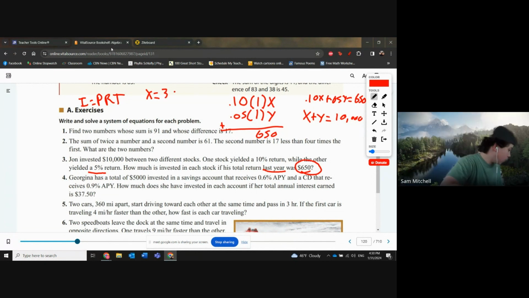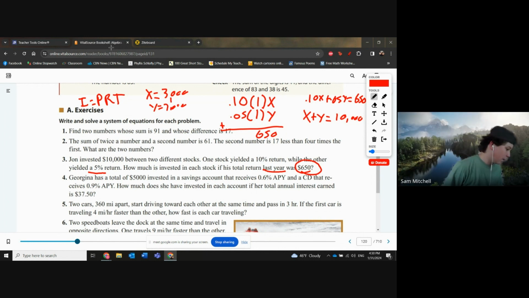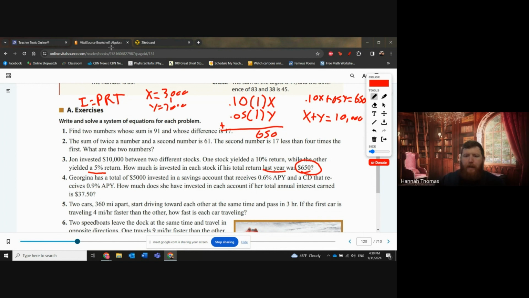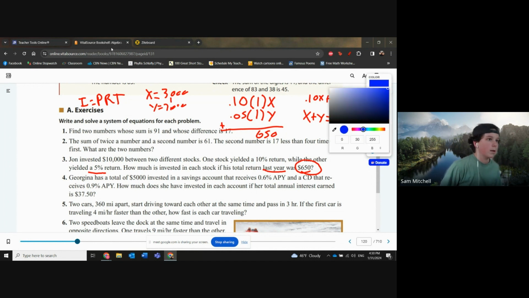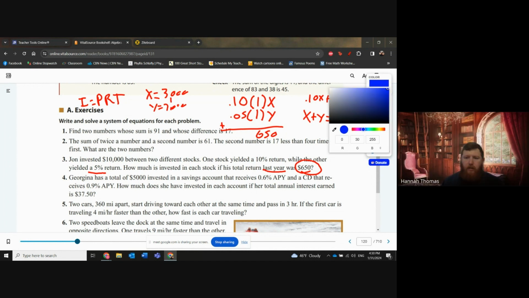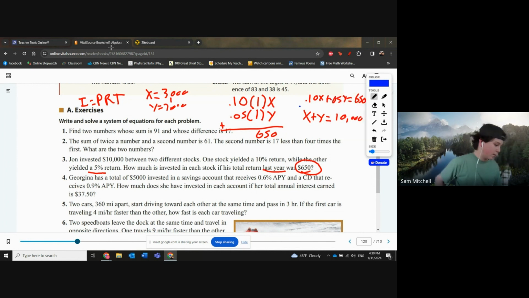Okay. And what did you get for y then? 7,000 at 5%. Okay. So did you solve this by substitution or elimination? Elimination. So what did you multiply, which one did you multiply by? The 0.10, I think, x. What did you multiply by? 2, I think. Let me check.